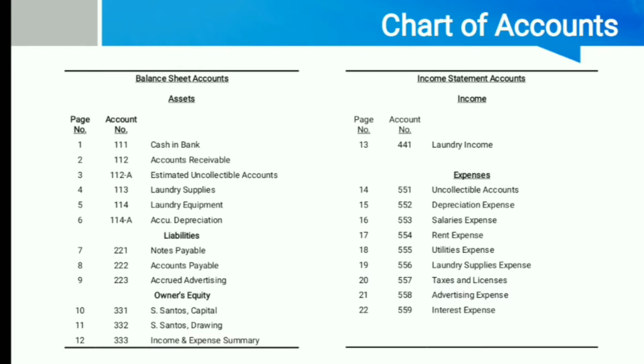The balance sheet accounts are also arranged starting off with the assets and then followed by the liabilities and then the owner's equity. And then for income statement accounts, it will start with the income and then followed by the expenses. If a certain transaction involves an account title which could not be found here in the chart of accounts, the accountant or the bookkeeper may add a new account title to the chart of accounts.